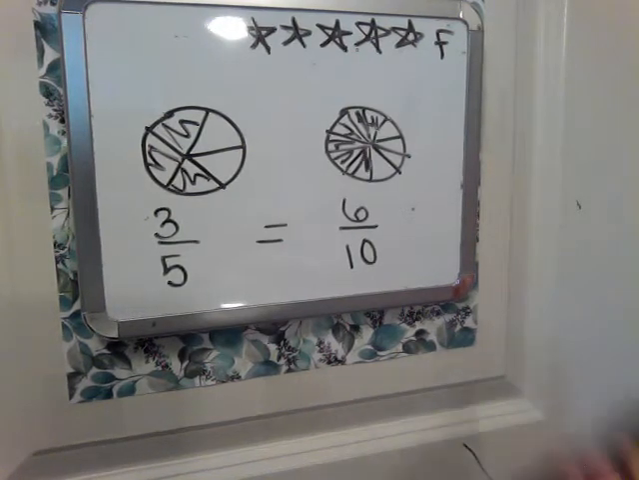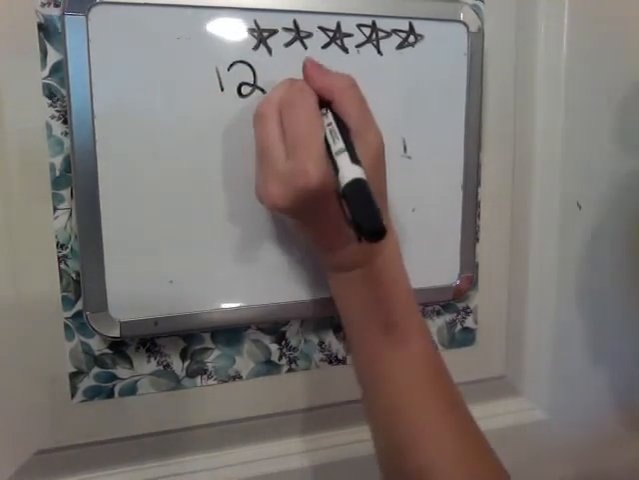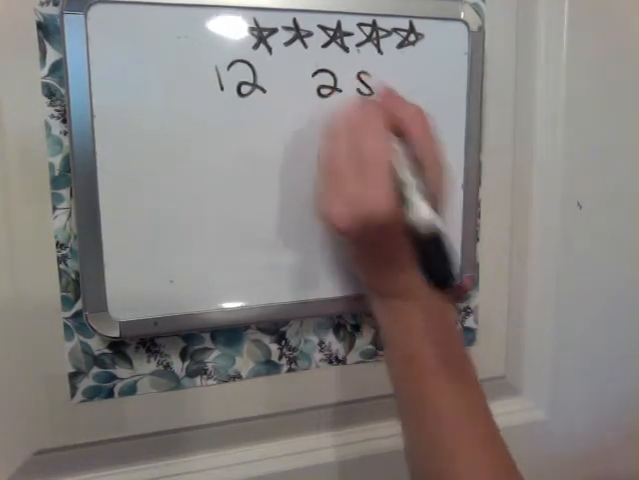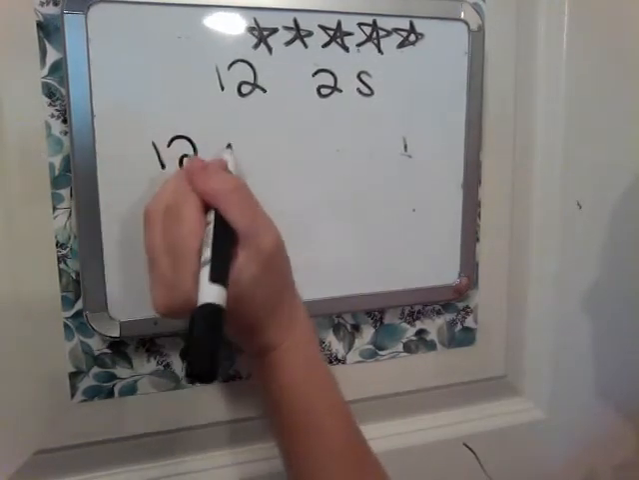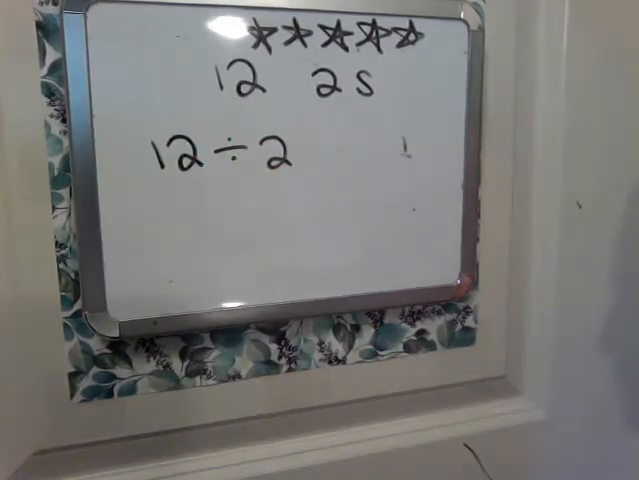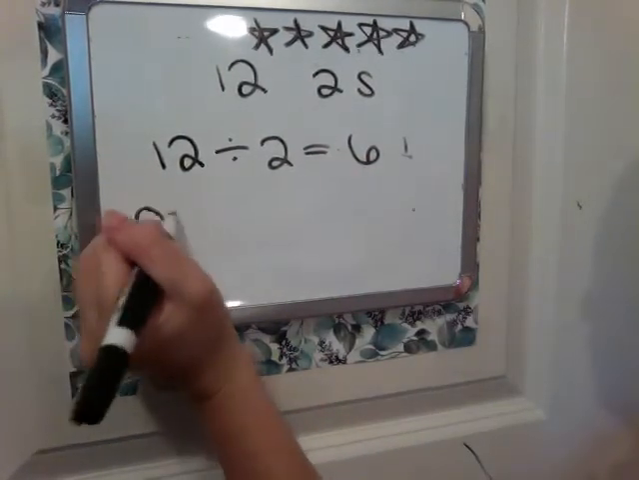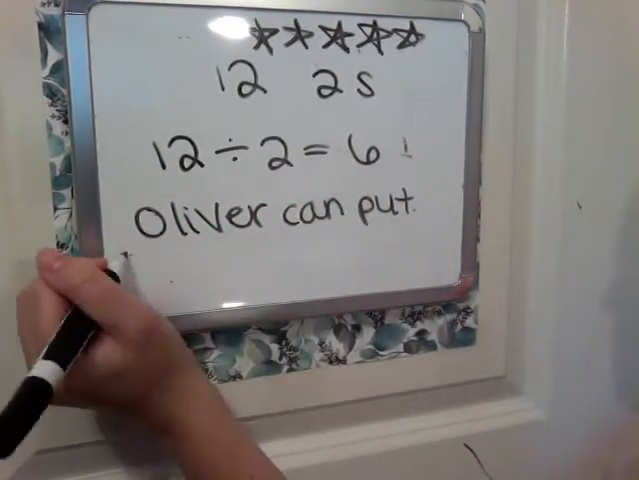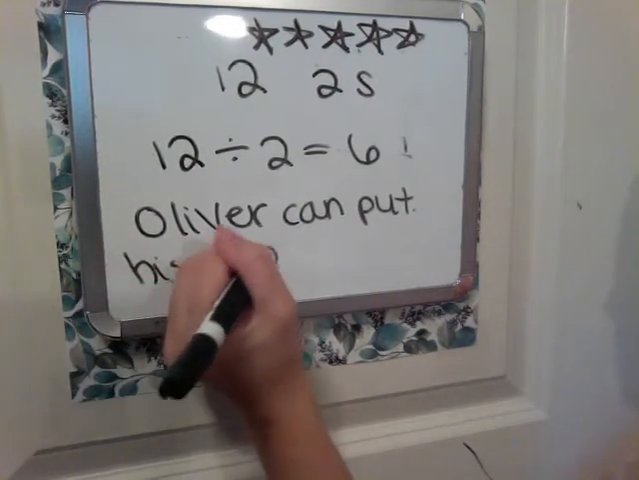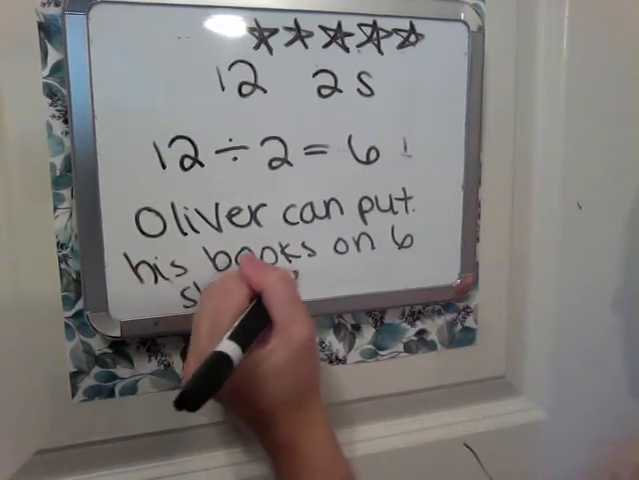And then finally, we have our word problem. Oliver has 12 books. He can put 2 books on each shelf. How many shelves does he need? So if there's 12 books divided by 2 on each shelf, there are 6 shelves. So Oliver can put his books on 6 shelves.